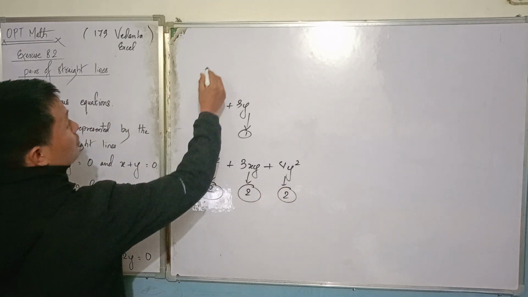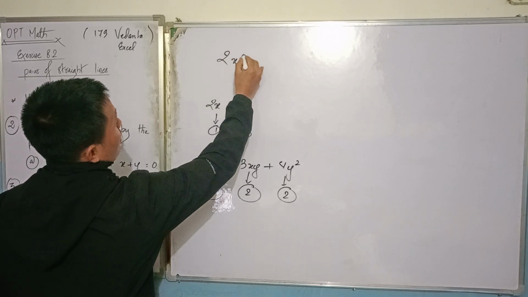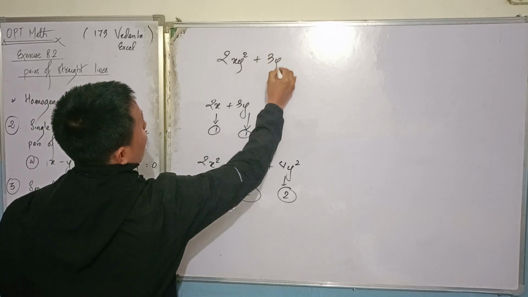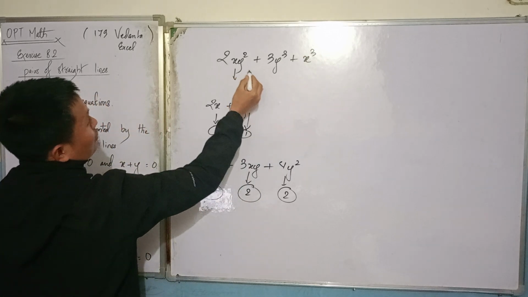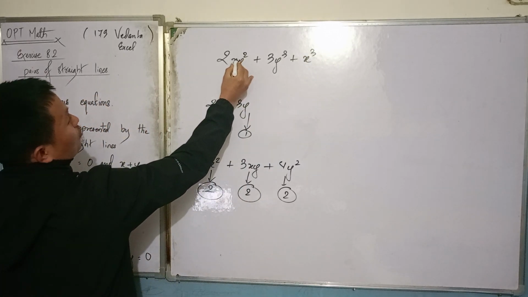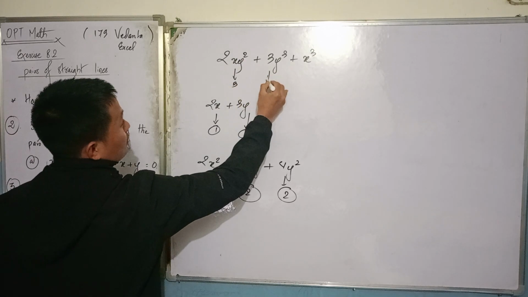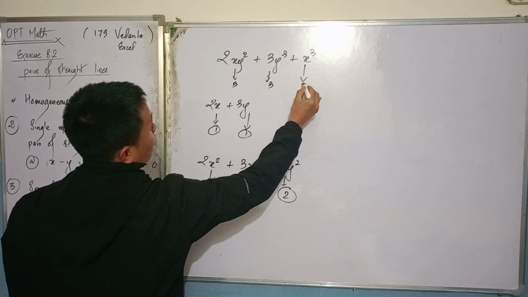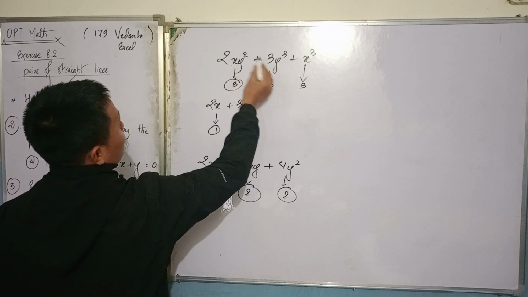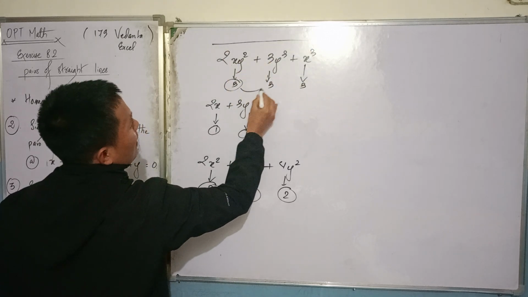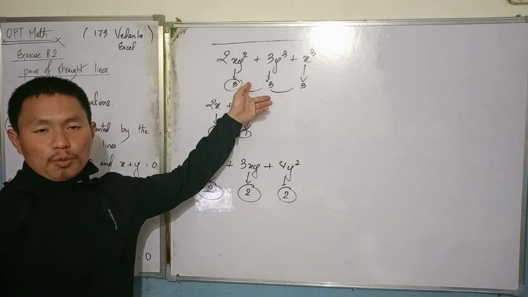In the same way, if I take 2xy squared, 3y cubed, and x cubed, in this case you can see y squared plus x to the power 1, so 2 plus 1, the degree is 3 here. In this case also the degree is 3, and in this case also the degree is 3. So all terms of this algebraic expression have degree 3, and this also becomes a homogeneous equation.